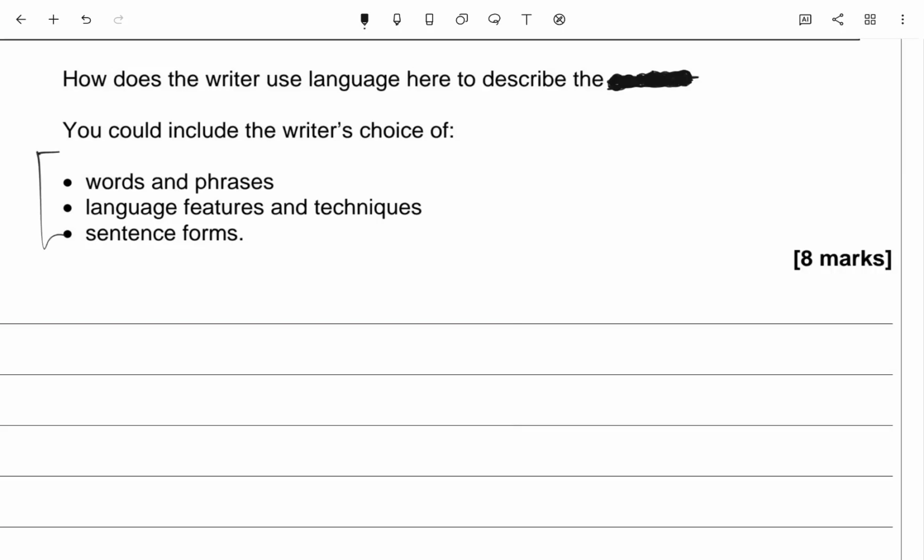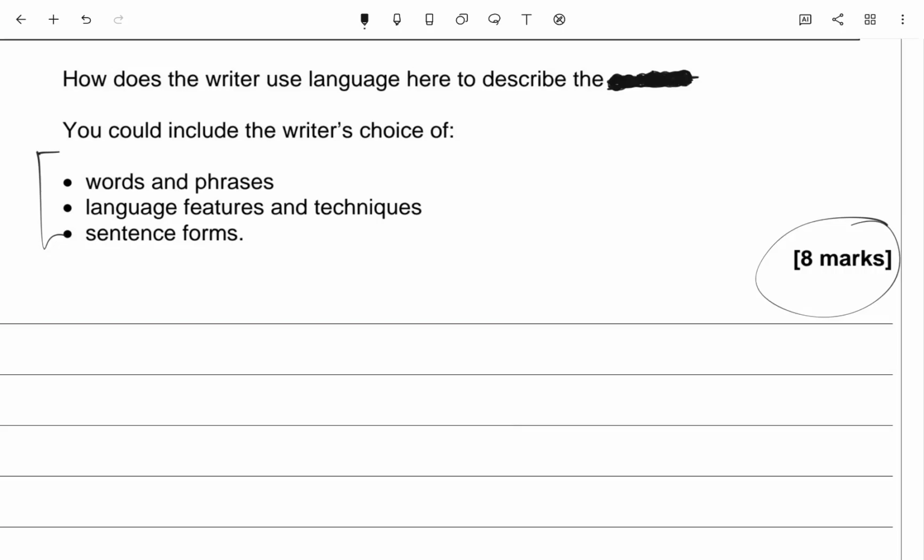You could include the writer's choice of words and phrases, language features and techniques, and sentence forms, and it's worth 8 marks. So there are certain techniques that you'll find, and there are certain things that you can always comment on. And remember, the bullet points are there to help you and guide you. So use that to your advantage, because they want you to use it and it allows you to achieve the top marks.